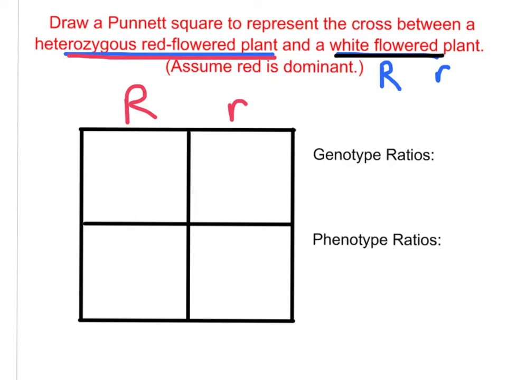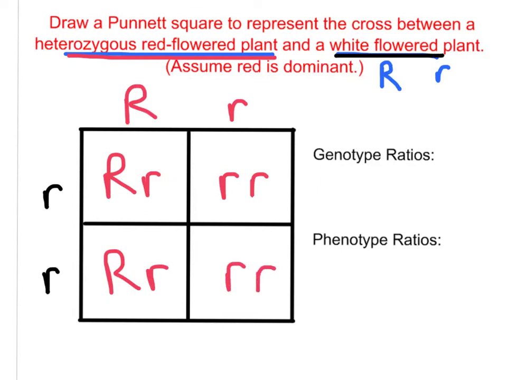And in order to be white, it has to have that genotype, little r, because if there is a big R, then it's going to be red. So it has to be homozygous recessive in order to be a white flowered plant. Now I'm going to go ahead and fill in my Punnett squares. Remember, I'm just crossing these. I have the R down from here and the little r from there, and I can cross those.